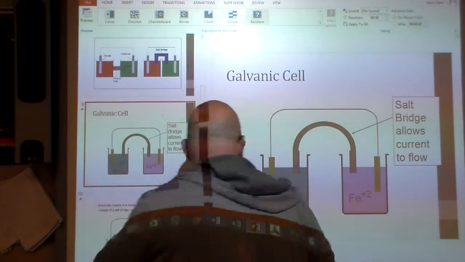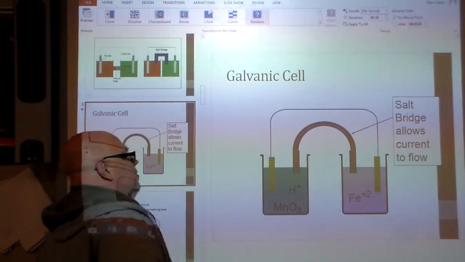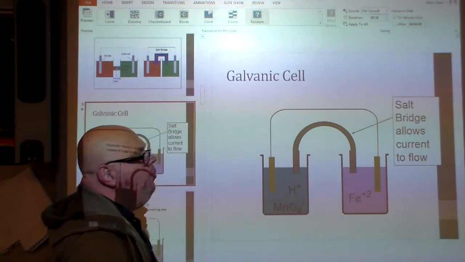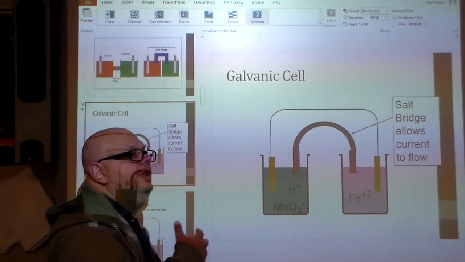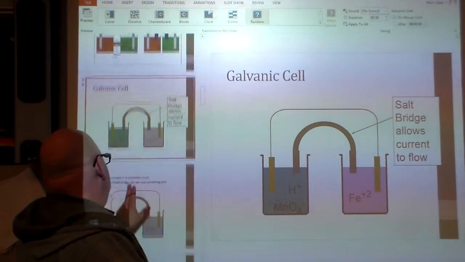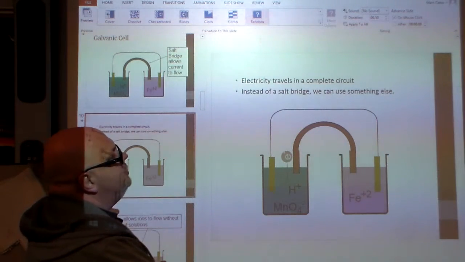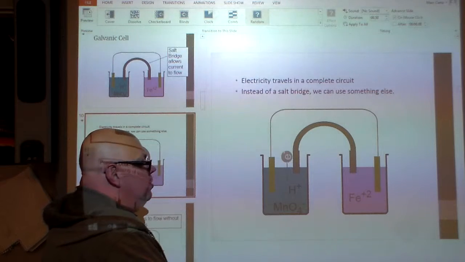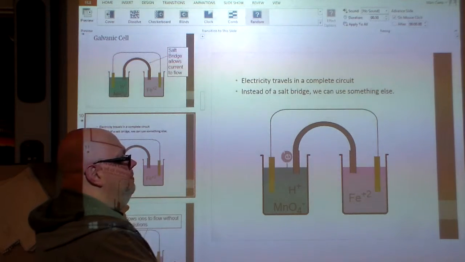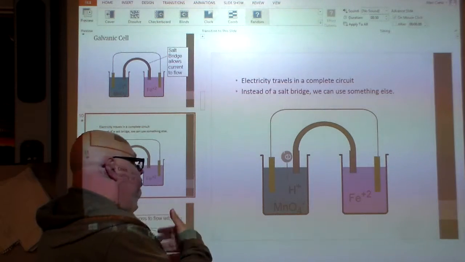So, galvanic cell, again, a salt bridge does allow the current to flow. So, by doing that, now we can have a shifting. We can have electrons move forward. We have anions moving forward. And what you end up getting, ladies and gentlemen, is that the electricity travels in a complete circuit. That's what's going on, because now electrons are able to go through, and thus we are able to continue on with the process.